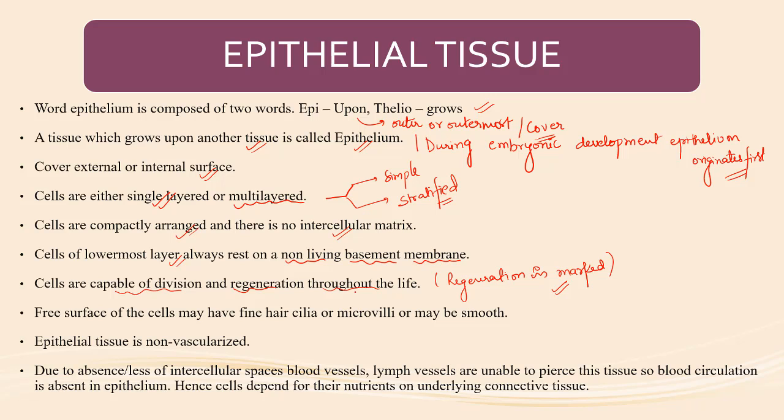Free surface of the cells may have fine hair-like structures, like cilia or microvilli, or may be smooth. To increase the surface area, they may have cilia or microvilli, or they may be smooth according to the function, according to the requirement.